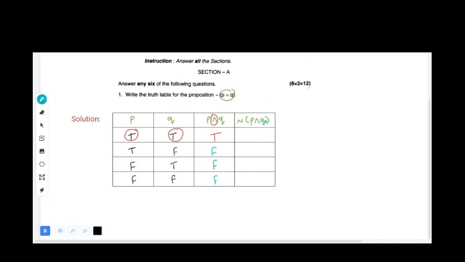Then negation of P and Q. Now whatever answer we got for P and Q, we are going to negate that answer. So negation is nothing but changing the truth value to the opposite. If it is true, it becomes false. If it is false, it changes to true.